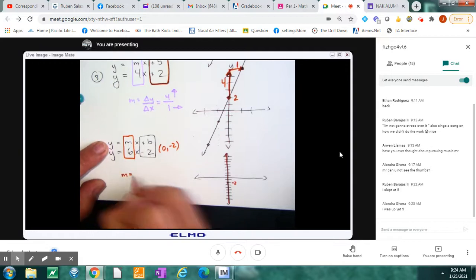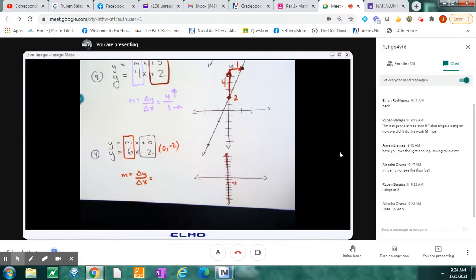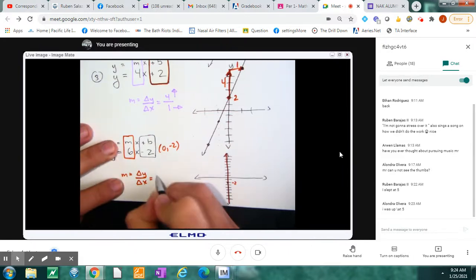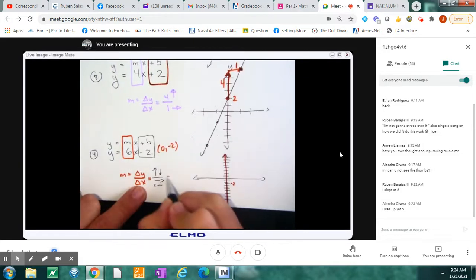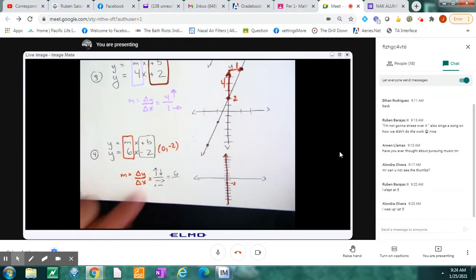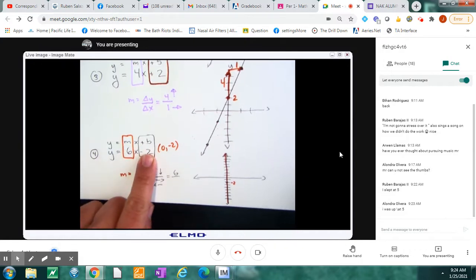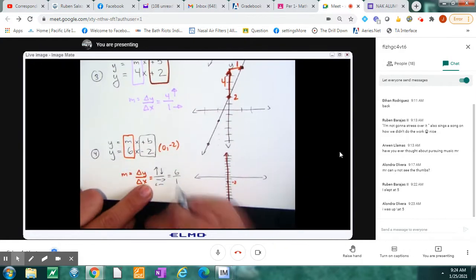M is the change of y over the change of x. Rise over run. So remember, rise over run. Now what is it? 6 over what? It's 6 over... -2? No, you already used that, so it's 6 over 1.